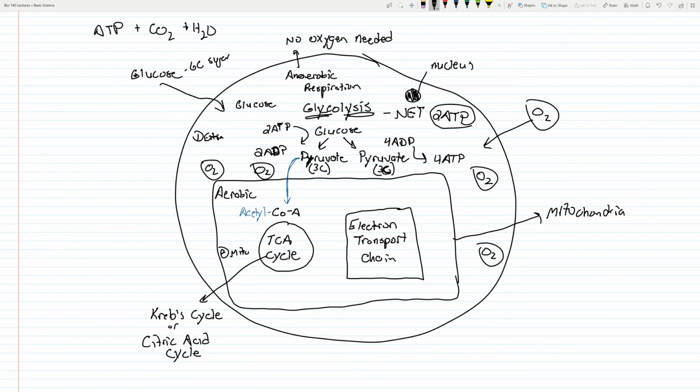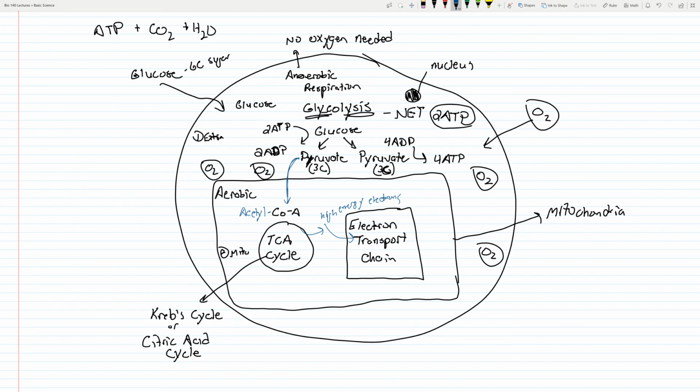Electron transport chain. What we're going to do is take these high energy electrons and harness that energy in order to make ATP. So we're going to get these high energy electrons, and we're going to shunt them into this electron transport chain. You don't have to know the exact mechanisms of what happens in the electron transport chain. That's not important at all.